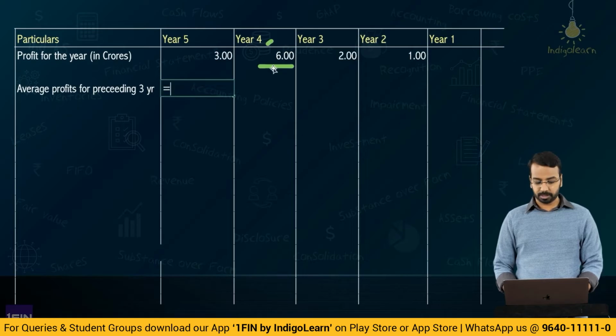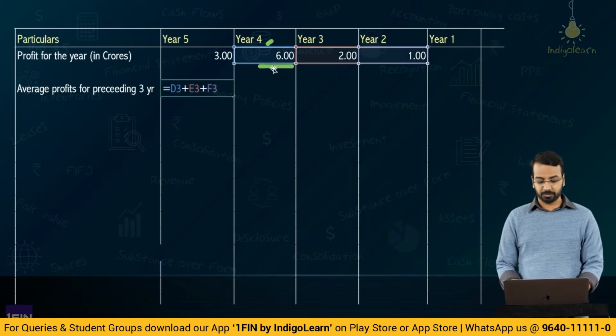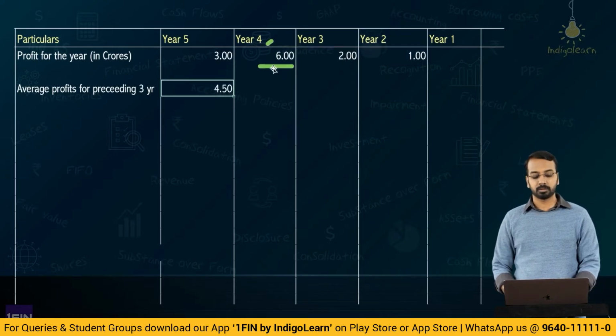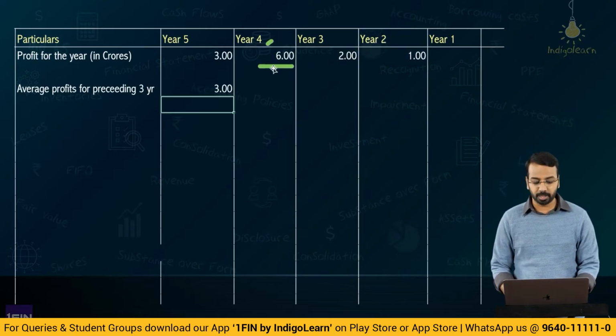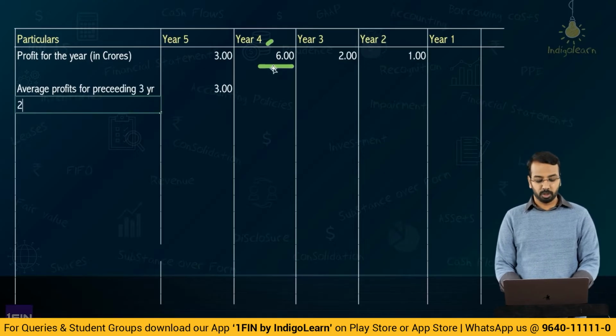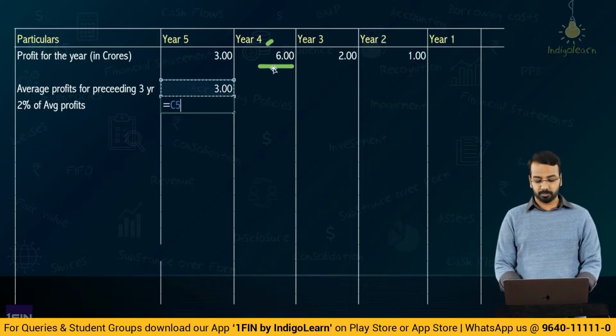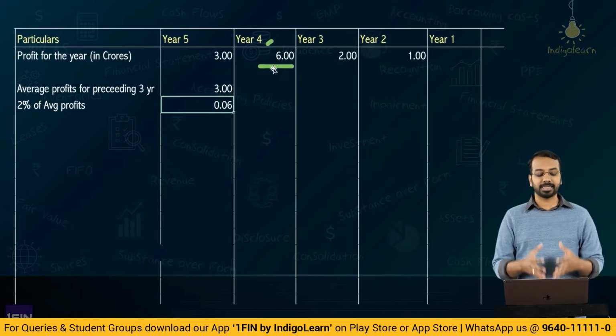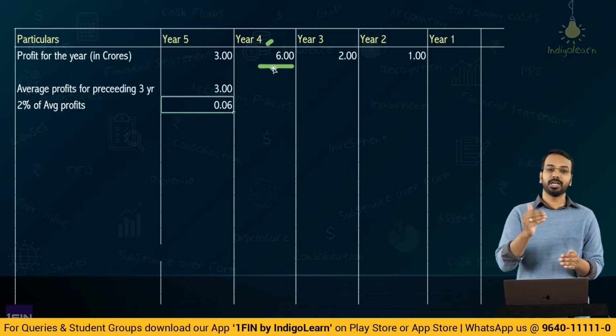Now what is the average profit? 6 plus 2 plus 1 is 9, and 9 divided by 3, you get 3 crores. This is the average profit. 2% of average profit: 3 crores multiplied by 2% is 6 lakhs. So 6 lakhs has to be spent in year 5 towards CSR activities, towards activities of corporate social responsibility.